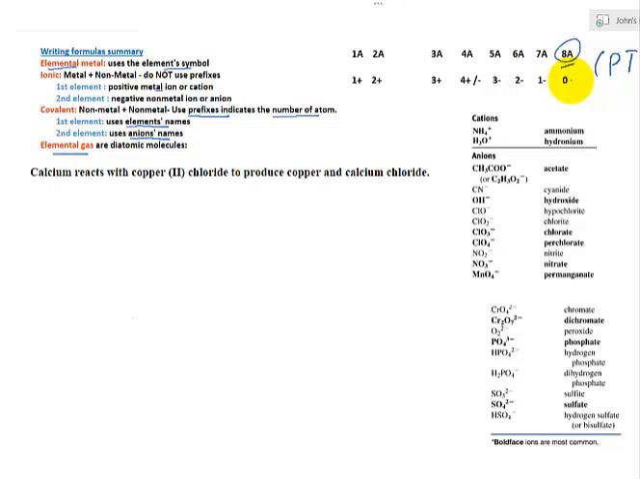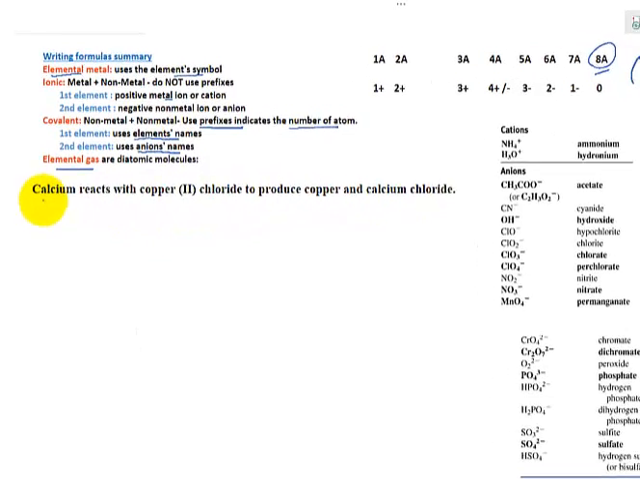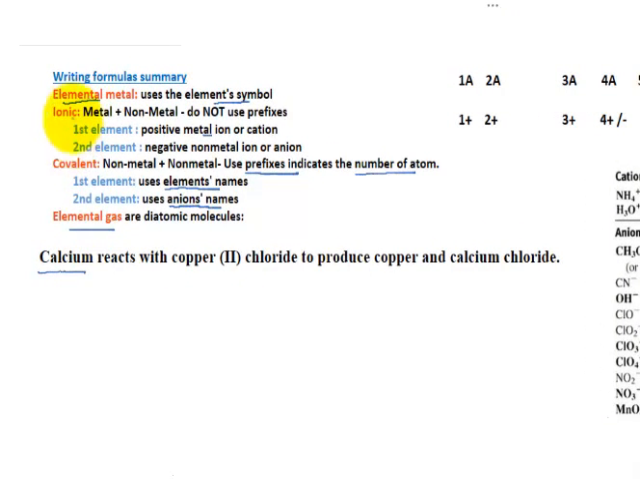So let's try one problem together. Here we have a description of a chemical reaction. So first of all, we have calcium, that is your elemental metal. So we have the element symbol for calcium, which is Ca, and react with, in this case, would be a plus sign. And copper chloride, which is Cu, because of the 2 right there, telling you that the charge is 2 plus, so we have Cu 2 plus, and chloride is in group 7A, so of course it's going to be Cl 1 minus.